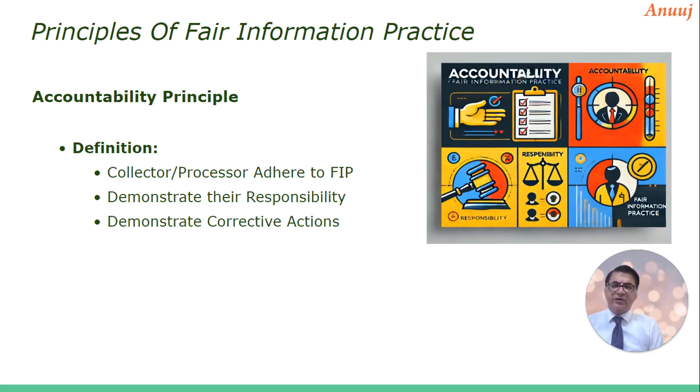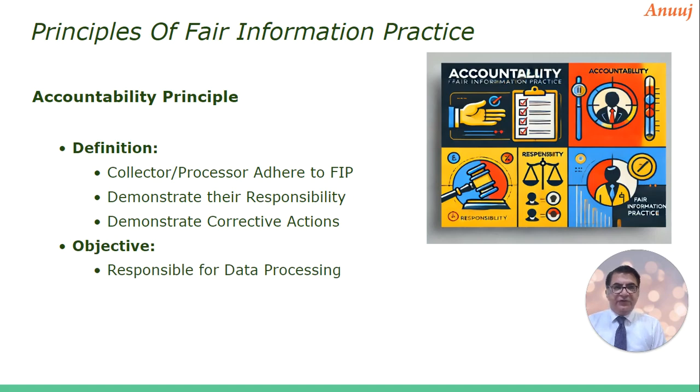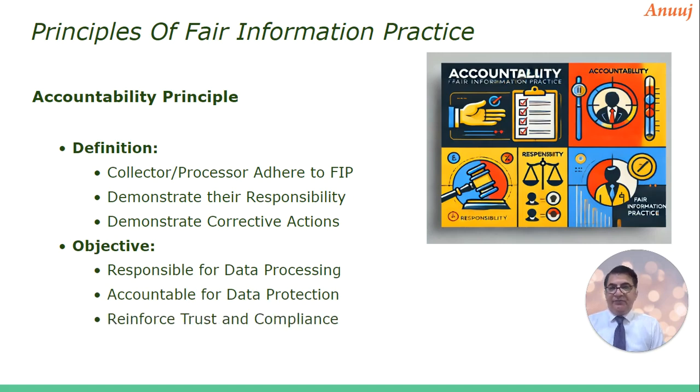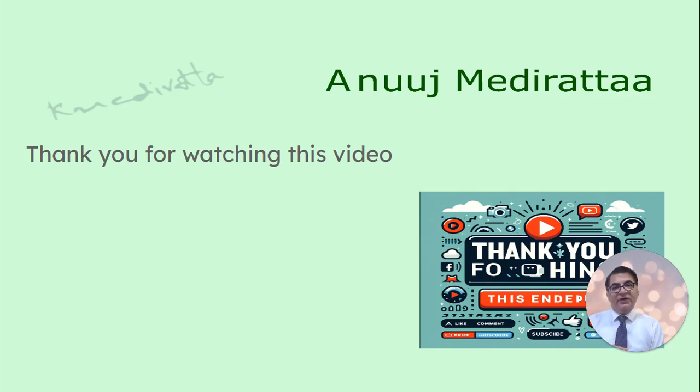It's a very important principle of anything. Things can go wrong, but how do you demonstrate that if things have gone wrong, you have taken a corrective action and you are trying to make sure that it is not getting repeated again, right? So that's the accountability that you need to demonstrate. Very clear objective. You show your responsibility towards processing processes, and you show that you are accountable towards data protection. And the most important benefit, again, you reinforce trust and compliance in your data protection practices to your customers, to your data subjects. That's all that we have about the fair information practices.